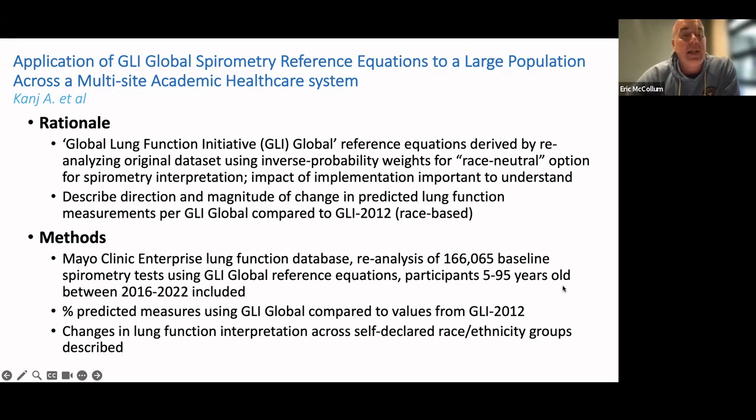And so this is using a Mayo Clinic in Minnesota in the United States, a lung function database. It's a huge data set, 166,000 baseline spirometry tests that we're using the GLI Global reference equations. Participants ranged from 5 years of age to 95 years of age. This is a mixed study. They don't give the age breakdown, I don't believe. So I suspect we're talking about, amongst the pediatric context, older children, adolescents. And these were data between 2016 to 2022. They compared the percent predicted measures using GLI Global compared to GLI 2012. And the changes in lung function interpretation were compared across self-declared race, ethnicity groups.